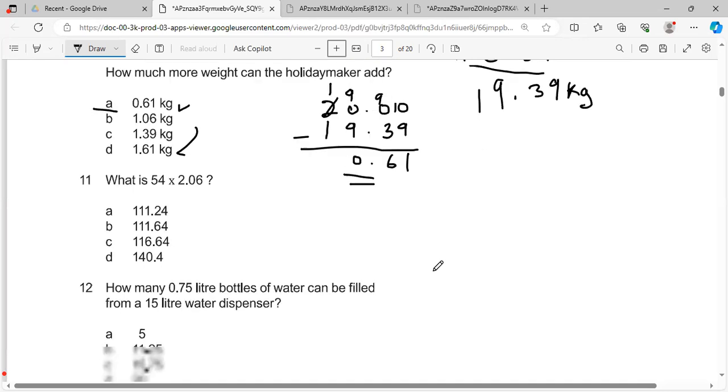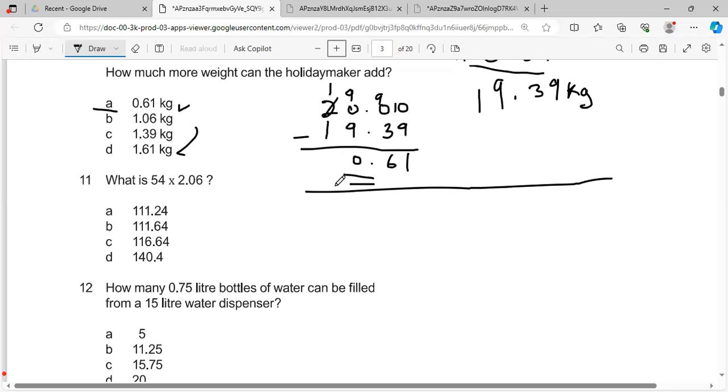All right. This one now. What is 54 times 2.06? Sir, that would be A. Sir, and I got A. That would be A, sir. Yes, sir. Okay. Everyone got A? Yes, sir, I got A. Yes, sir. All right.